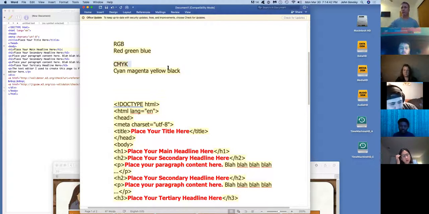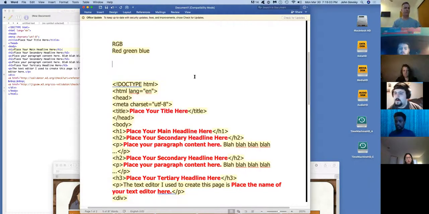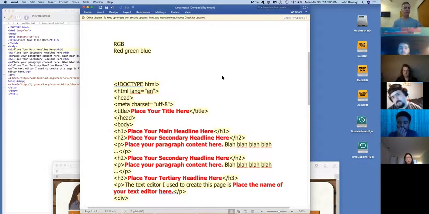We do not care about CMYK for the web. CMYK are the primary colors for anything in print. So it's very important, but not for the web. For the web, red, green, and blue are our three primary colors because this is about light and not ink, right? So we're not concerned with CMYK. We only deal in red, green, and blue for the web.